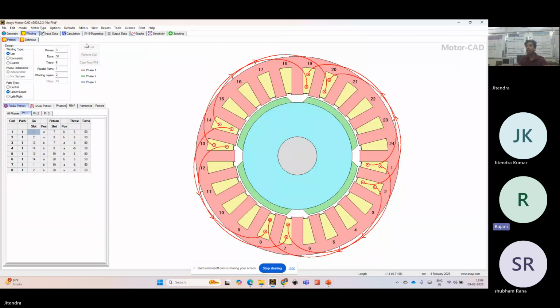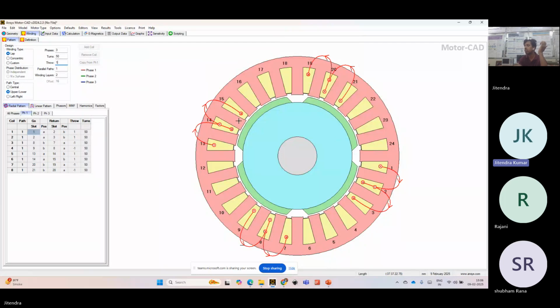The important thing I wanted to show is distributed winding. This is the distributed winding. For concentrated winding, the coil would be wound around a single tooth, with a throw of one. See, this is how concentrated winding is made. It is coming out of 14 and going in 15, so it is wound around the tooth.